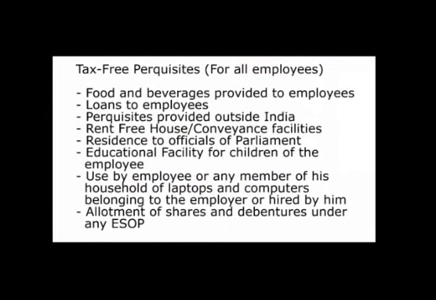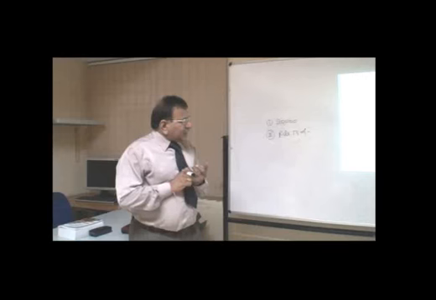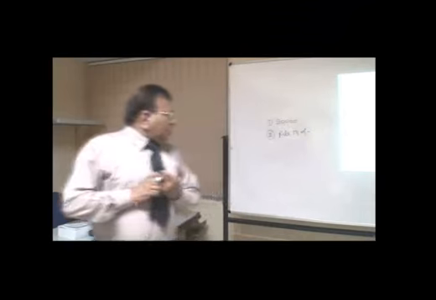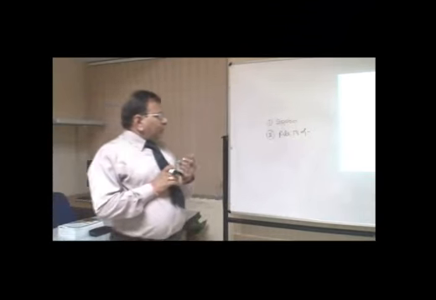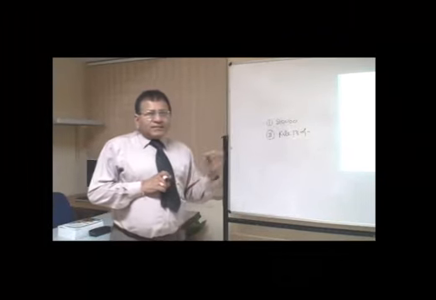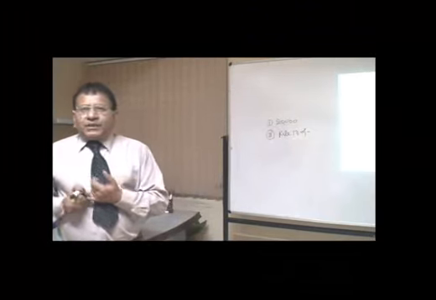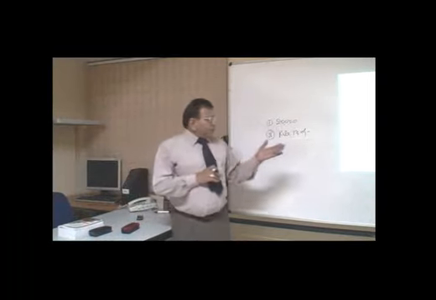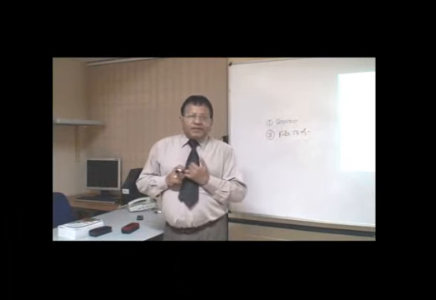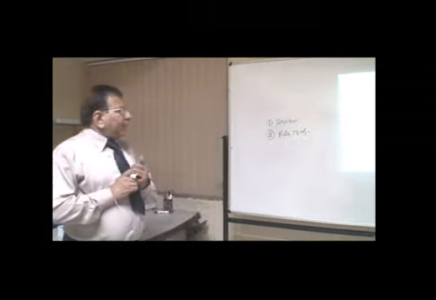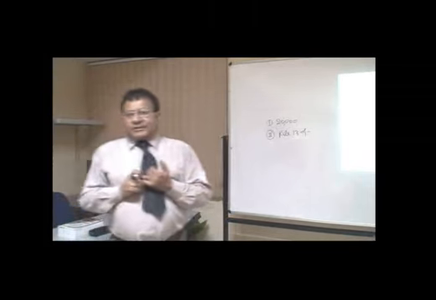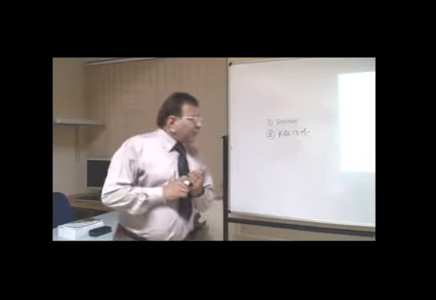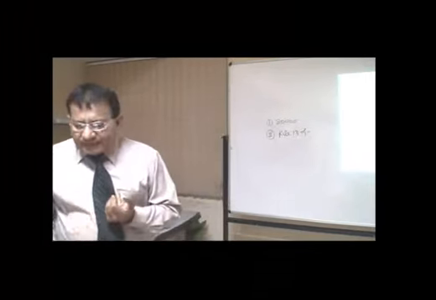The next category is the rent-free house or the conveyance facilities. This particular facility, in respect of those rent-free accommodations and conveyance facilities which are given to a judge of a Supreme Court or a High Court. If the rent-free accommodation is provided to him, then it will not be treated as a taxable perquisite, rather it should be a tax-free perquisite in his hands.